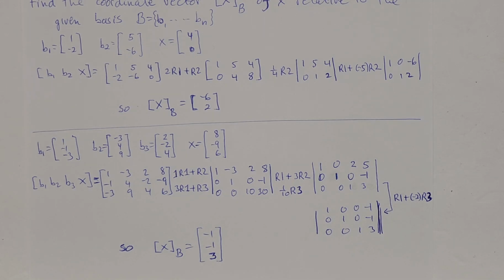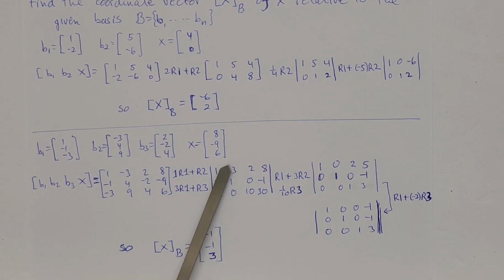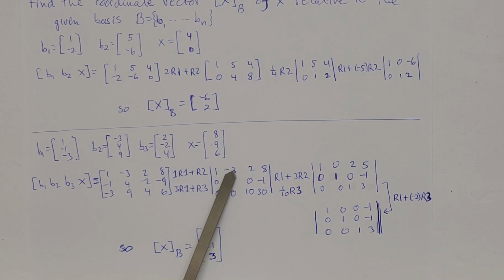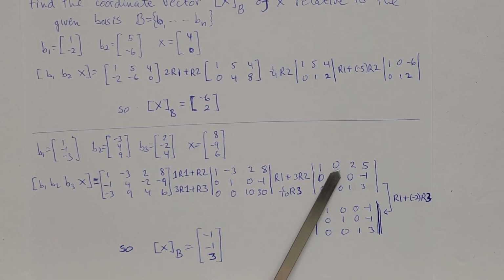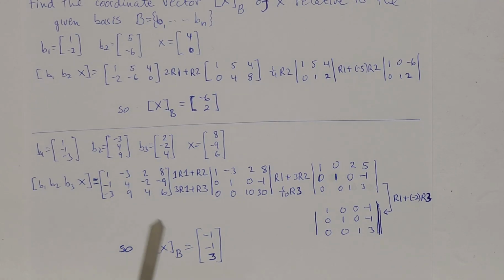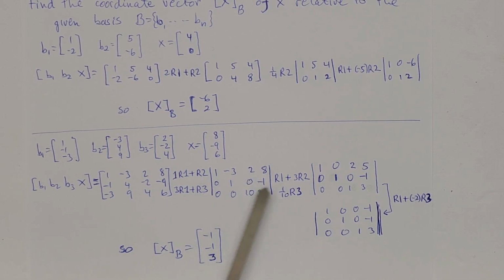So now, if you look carefully, this right here is a 1. Above that 1, we have a -3. We need this to be a 0. So we've got to get rid of that. We will do the opposite of -3, which is +3. So 3 times row 2 plus row 1.